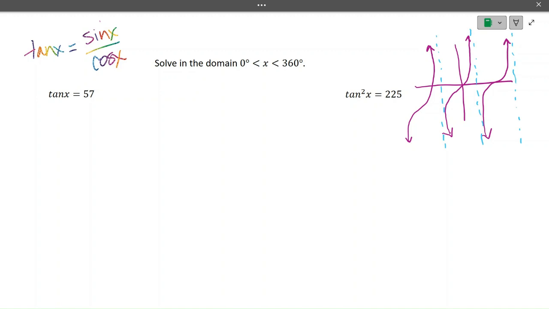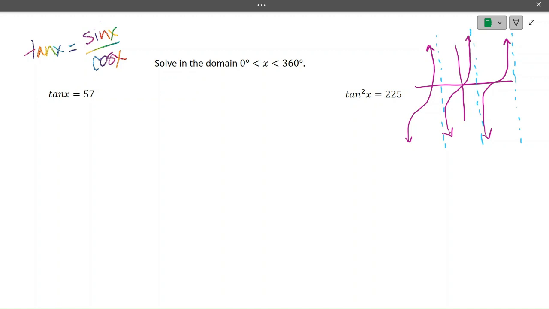So all this to say that you're going to notice tangent of x can be equal to some really large and some really small numbers because the graph goes to infinity. There are also points on the graph that don't exist or are undefined because of the asymptote. So this is just a little information about the graph of tangent to get our minds in the right mindset before we solve. And now we're solving within the domain of 0 to 360 degrees.